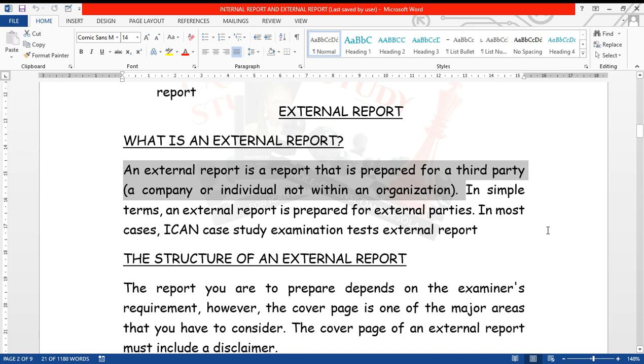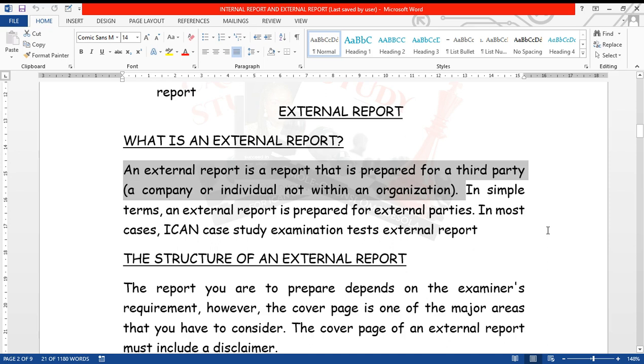Now, an internal report is like an informal letter that is written to a party within. Like when you write to your mommy, ask her for your school fees, ask her for your birthday dress, just like how we used to do in secondary school. So internal report is internal, external report is external. An external report is a report that's prepared for a party, a company outside, not within the organization. In most cases, ICAN can test an external report, but the internal report cases have also been tested in ICAN. And we're going to be looking at that as time goes on.